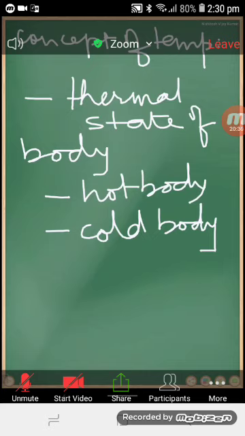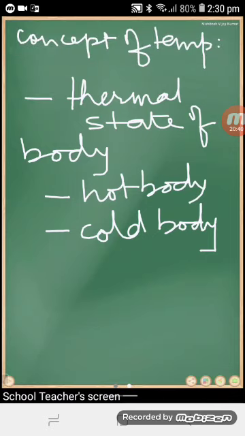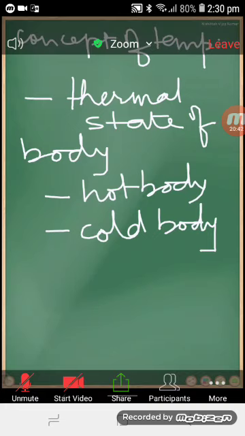Two bodies at different temperatures might have the same heat. Two bodies having the same heat might be at different temperatures also. And two bodies having the same temperature might have different heat also. When we study in detail, you will be able to make out the various factors which can alter the heat of the body, while the temperature may be the same or different. So we have two thermal states of the body, that is, hot and cold body.